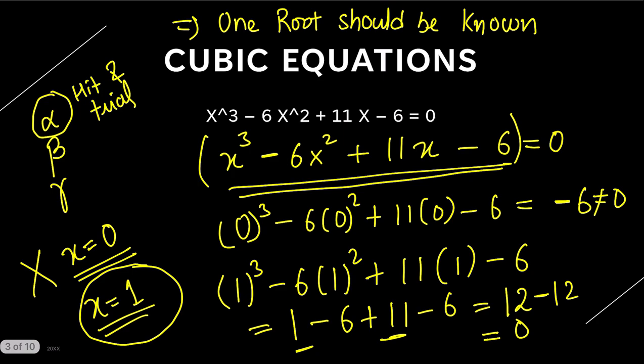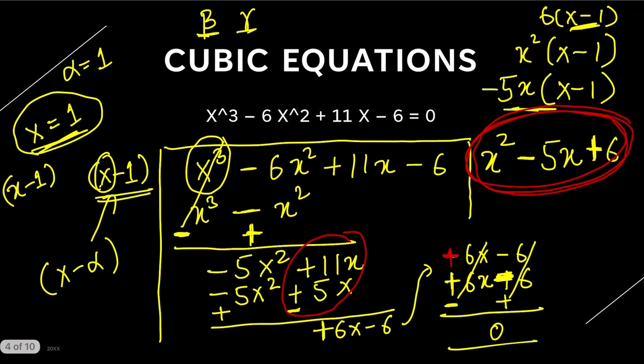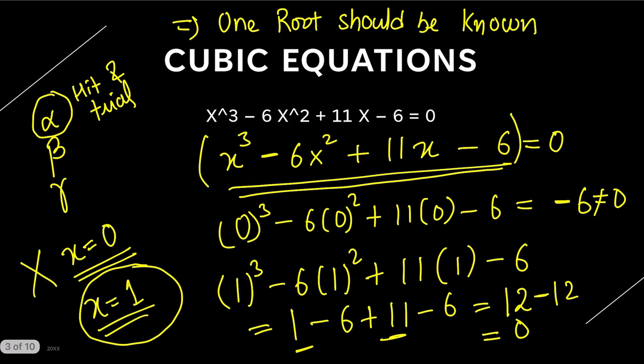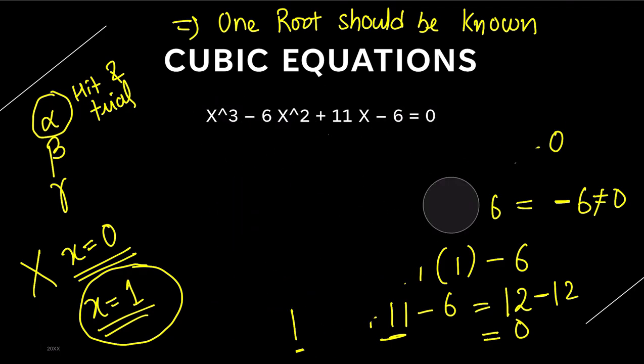Now what do we see here? I will just remove this. Now let's do a quick recap. How did we do? We started with this. We did a hit and trial method. We found one root, x is equal to 1. Then we did the division method. If you are not able to recall the division method, watch the video again. It's very simple. It's very similar to the division we do in the journal, right? Now I will just remove this part and let's continue.